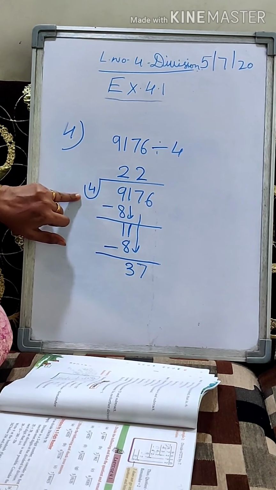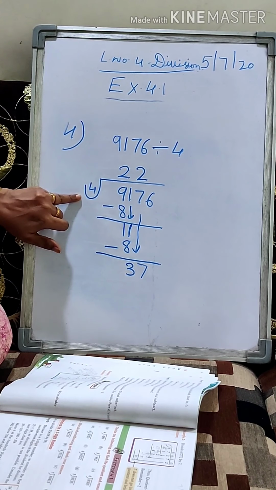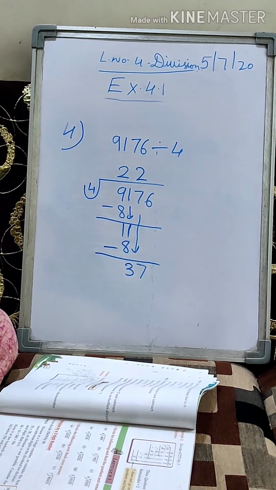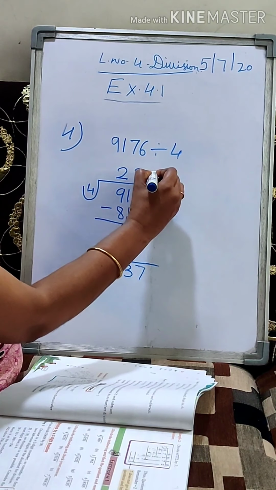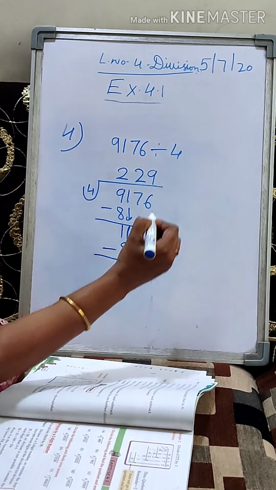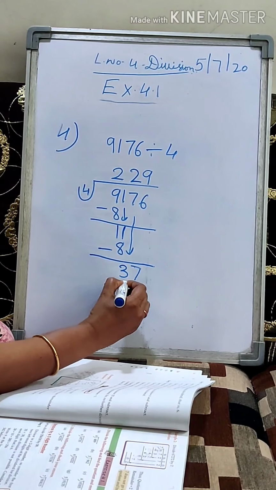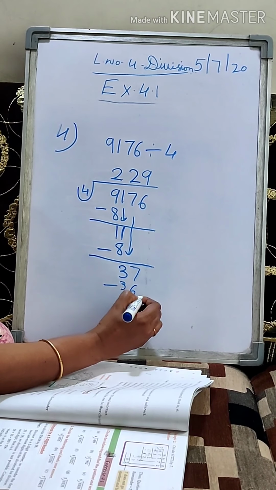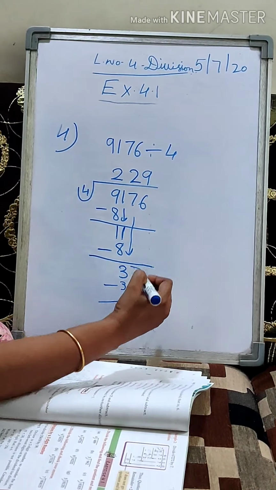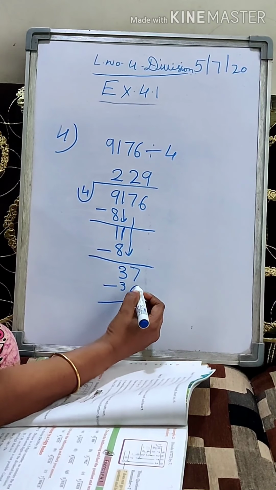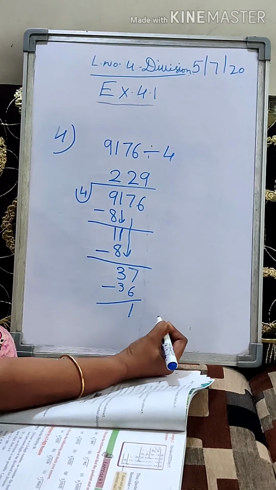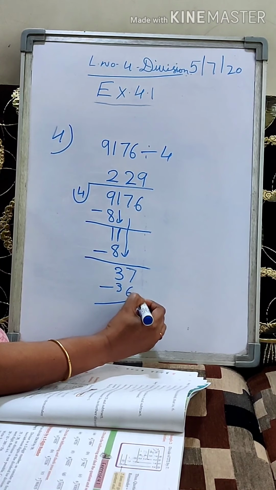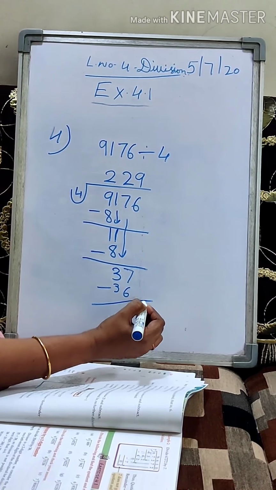Then 4 10s are 40. We should take 4 9s are 36. How many 4s are there in 36, 37? 9 4s are 36. Then write 9 at the quotient place and write 36 below 37. Then subtract it. 7 minus 6, 1. Then again 1 is smaller than our divisor.